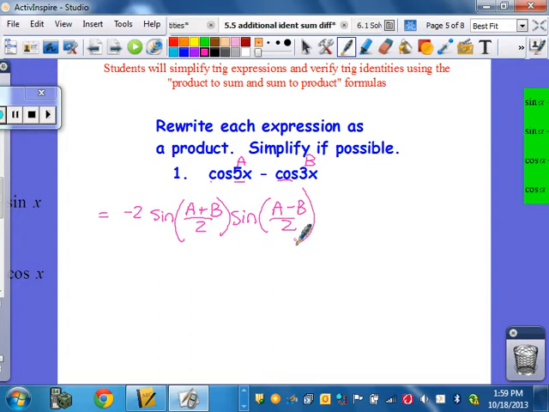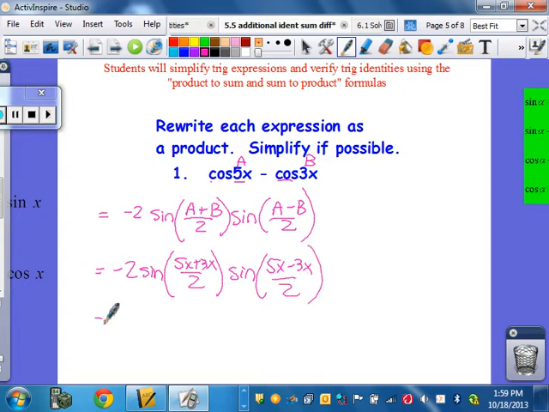Well, your A is 5x and your B is 3x in this problem. Okay, so it's negative 2 sine of 5x plus 3x over 2. And then the sine of 5x minus 3x over 2. And if you guys now simplify that out, you get the sine of, what do we have on top? 8x. Well, what's 8x divided by 2? 4x times the sine of 2x on top was 2x divided by 2. Just 1x. And you're done.